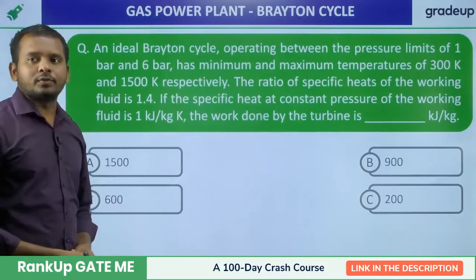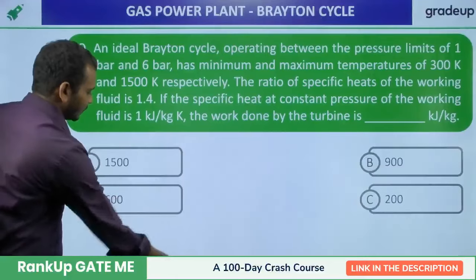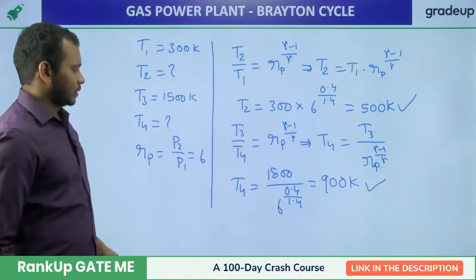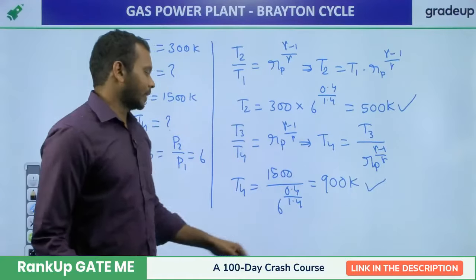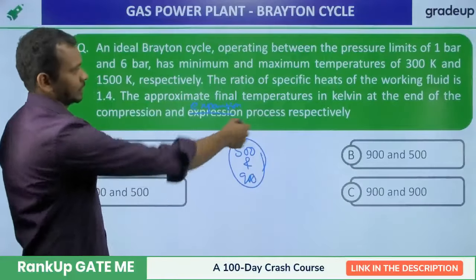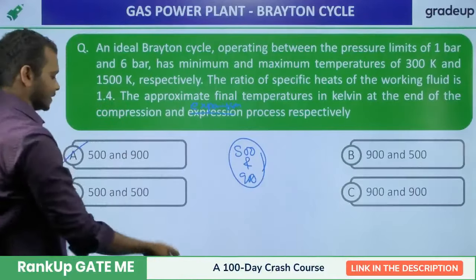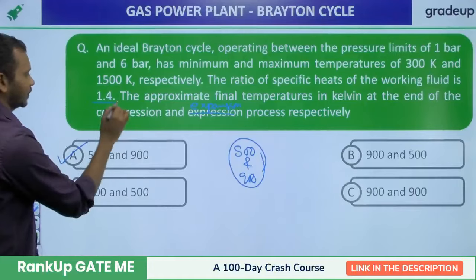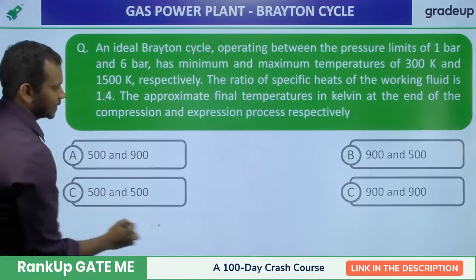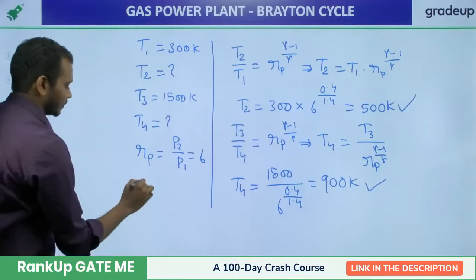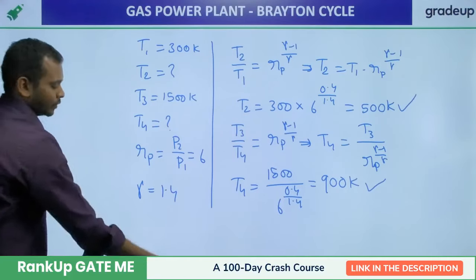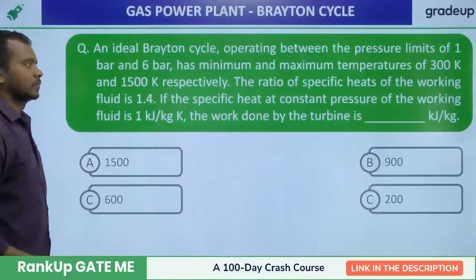Akanksha, how did you get 0.4 in this problem? Here it is gamma minus 1 by gamma. Gamma equal to 1.4 is given, right? The ratio of specific heats of the working fluid is given as 1.4, so gamma is equal to 1.4 here. So 1.4 minus 1 is 0.4. Now get me this answer.